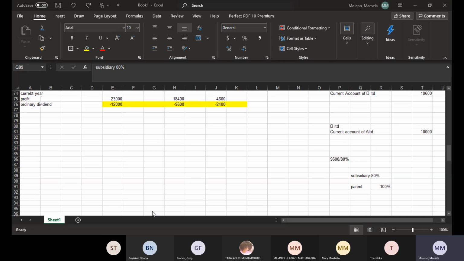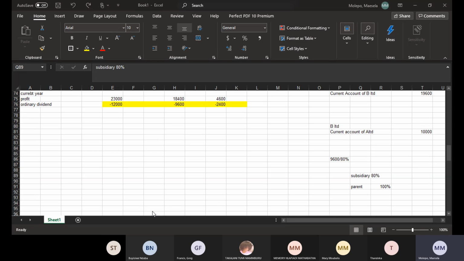So we're just going to get our 9.6. But since we are in the group, we're going to eliminate that 9.6. Before we go there, let's go to the comment based on the provisions. They say in this example, the subsidiary declared a dividend that it has not paid yet. So you declare the dividend, but it's not yet paid. That's why it's the provision part.